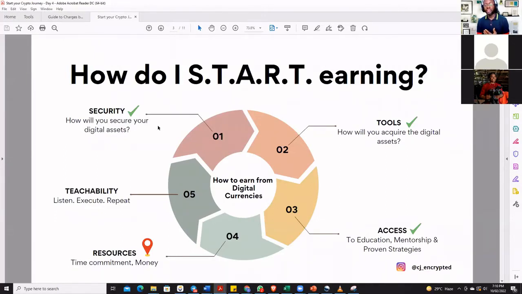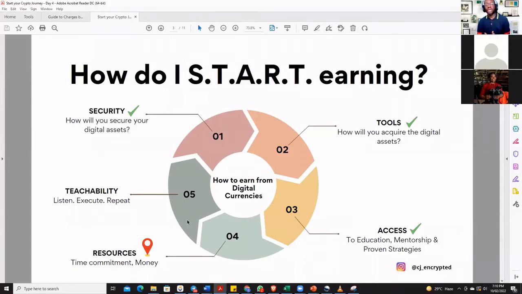Security. Then we moved on to the tools that we use. So we talked about centralized exchanges, how you can use your real world money to buy cryptocurrency. And after you've done that, you generally need to move that money from a centralized exchange into something called a decentralized exchange wallet, so that you can interact with different websites that enable you profit from cryptocurrencies. And guess what? We showed a few of those websites yesterday when we were talking about the value of access to education, mentorship, and proven strategies.